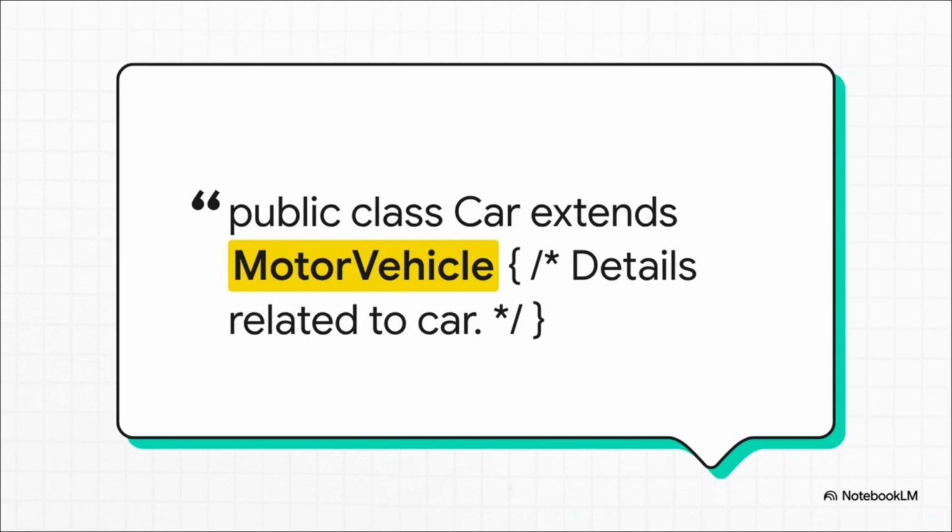Okay, let's look at the code. It's actually pretty simple. See that word extends? That's the magic keyword. That's how you tell Java, hey, my car class is using the motor vehicle blueprint. It's inheriting all the pre-built stuff and promising to fill in all the required details.